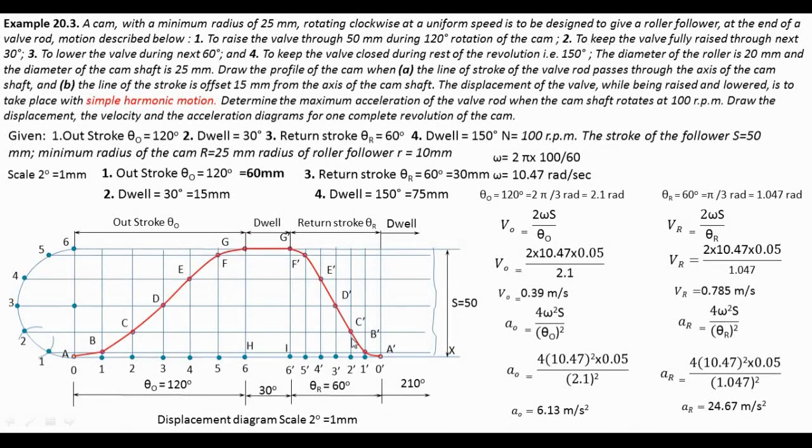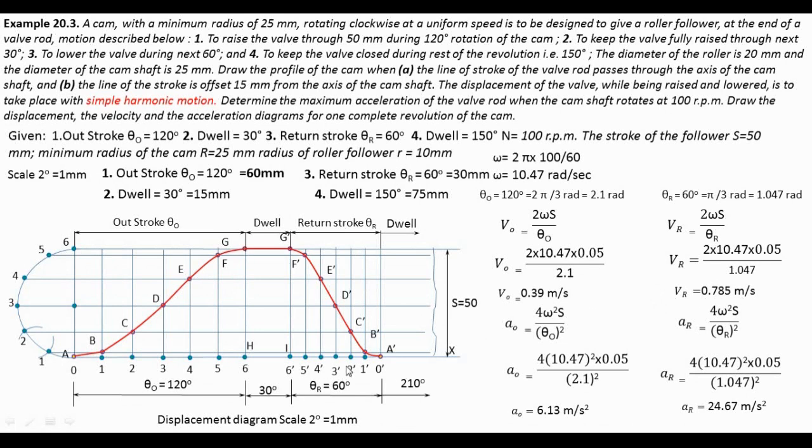After that again it is going to the state of rest, so it means that at point 0 dash velocity will be 0, because at point 0 dash the follower will be at the state of rest. So at the point 6 dash and at the point 0 dash, the velocity during return stroke will be 0, and at the point D dash velocity will be maximum. So you can predict that it will be like a semicircle. You need to draw a semicircle of radius equal to 0.39 during outstroke, and during return stroke it will be negative, because the velocity is actually decreasing. So it will be negative, and of magnitude 0.785 meter per second during return stroke.